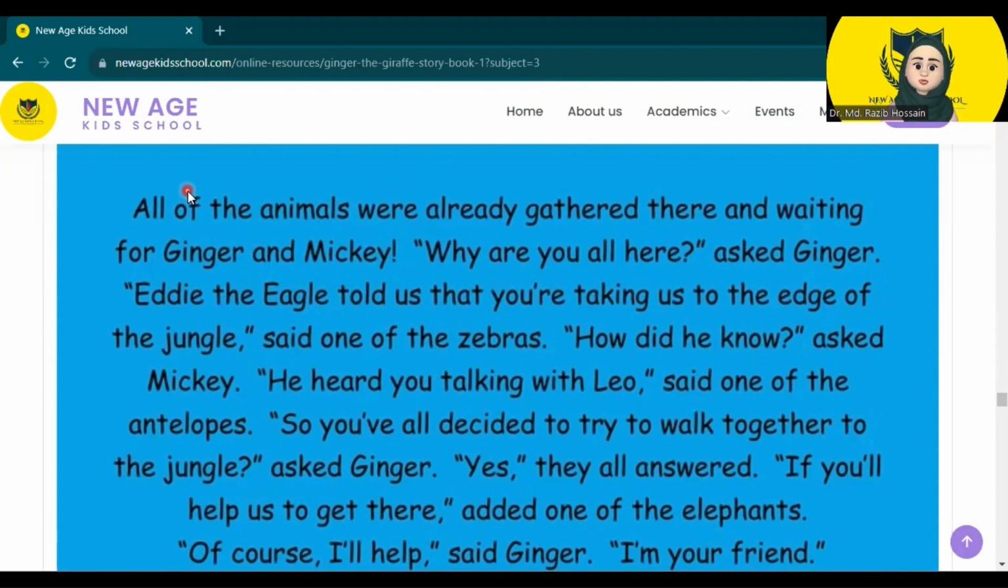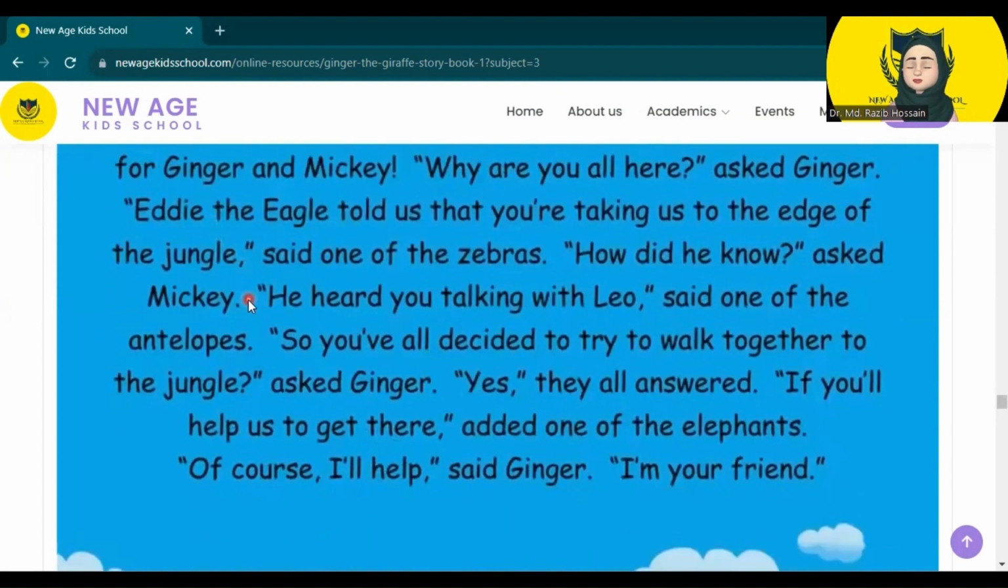In this para, we learned that while Ginger and Mickey were searching for the animals, they were already gathered in one place waiting for them. Seeing them all together, Ginger and Mickey were surprised and asked, "Why are you all here?" Then one of the zebras said that Eddie the eagle told them about their conversation with Leo the lion. He heard them talking with Leo about all the animals moving towards the forest. So Ginger asked them if they had already decided to move closer to the forest. All the animals said yes, but asked if Ginger could help all of them. Then Ginger happily agreed, "Of course, I will help you. I'm your friend."